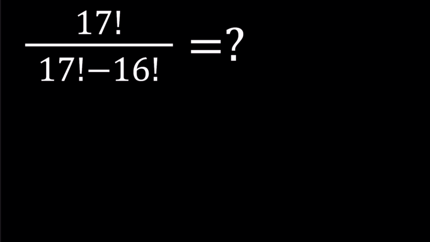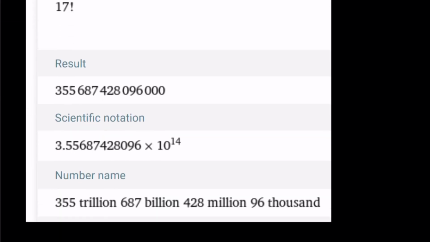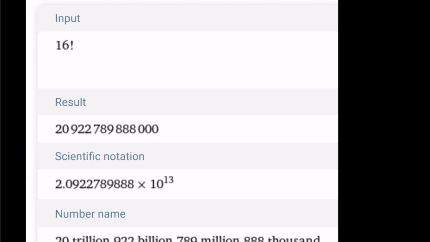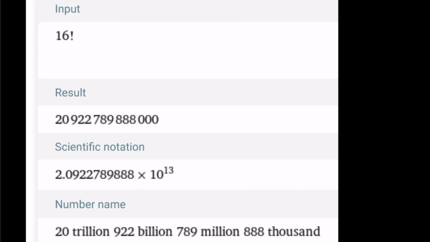Now, if we look at the numerical values, for example, 17 factorial is actually pretty large. It is 355 trillion something. And 16 factorial is also a very large number. They grow very quickly. And it's about 20 trillion, pretty close to 21 trillion actually. So we're going to subtract these numbers and divide by the smaller number, and let's see what we're going to get.